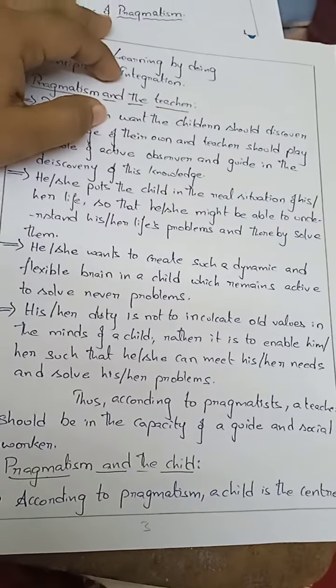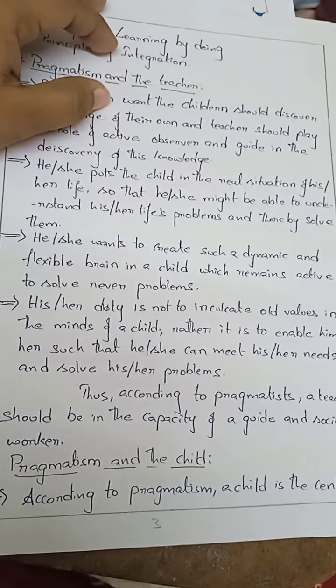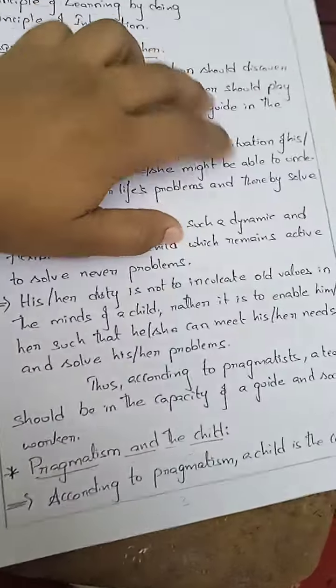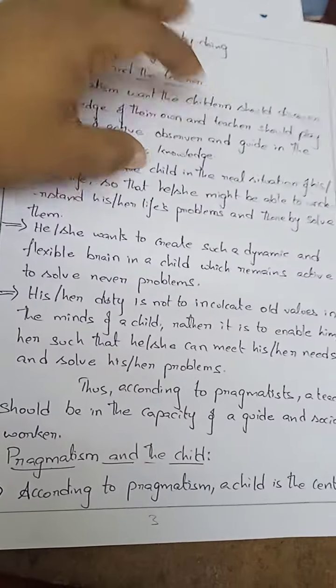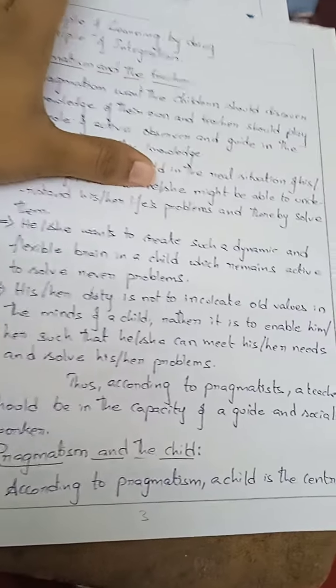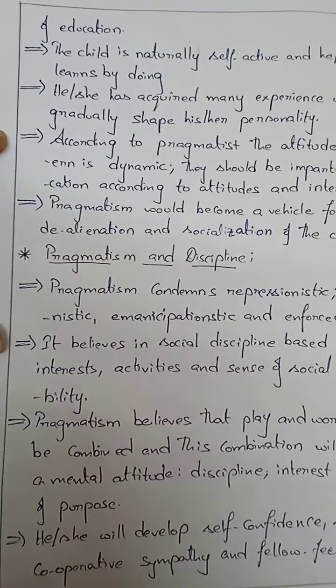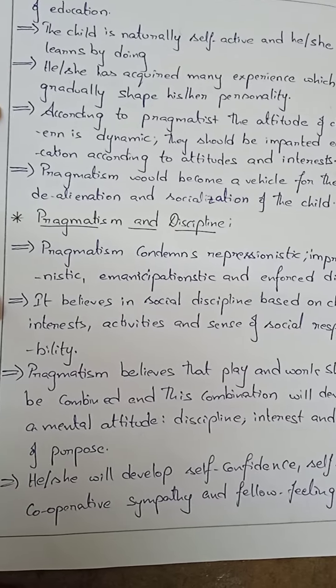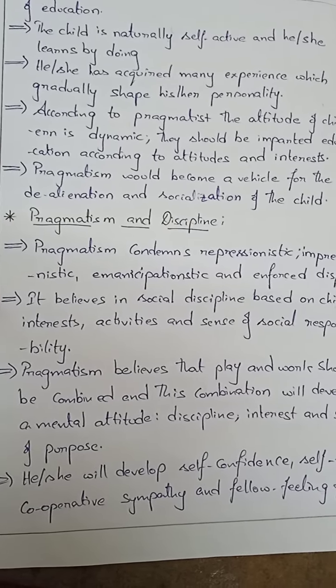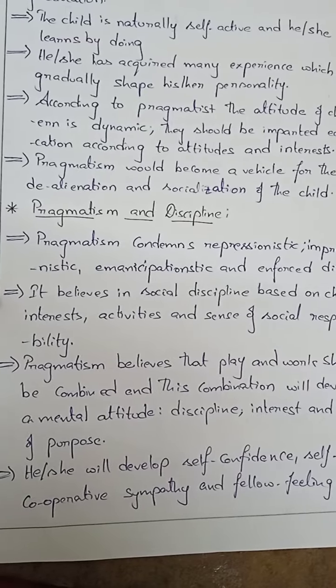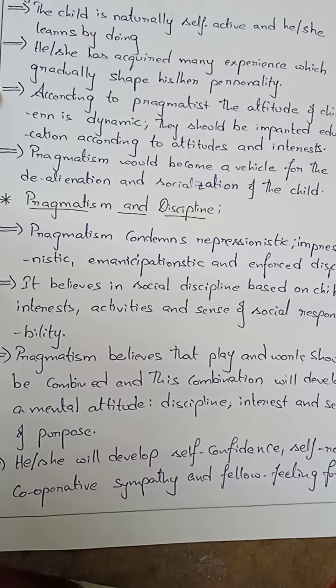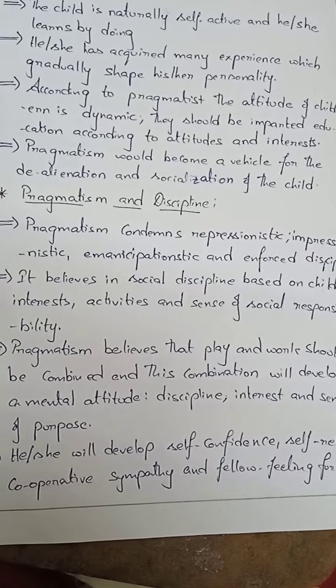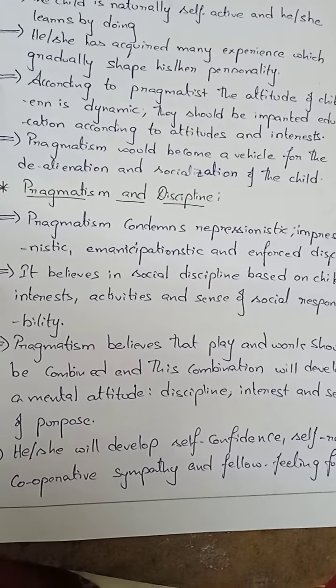Thus, according to pragmatism, a teacher should act in the capacity of a guide and social worker. Pragmatism and the child: according to pragmatism, the child is the center of education. The child is naturally self-active and learns by doing. He or she acquires many experiences which gradually shape his or her personality. According to the pragmatists, the attitude of children is dynamic. They should be imparted education according to their attitudes and interests.